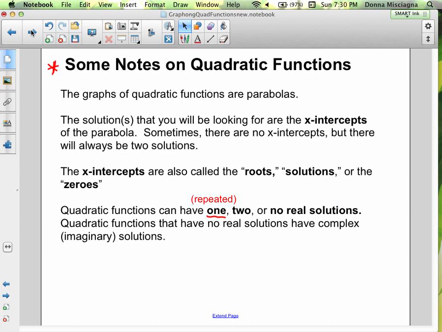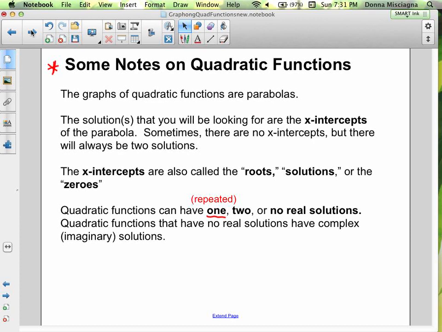If you have 1, it means it's repeated. And we'll talk about what repeated means in terms of our graphs a little bit later on in this lesson, as well as in a future lesson. Quadratic functions that have no real solutions have complex imaginary solutions.